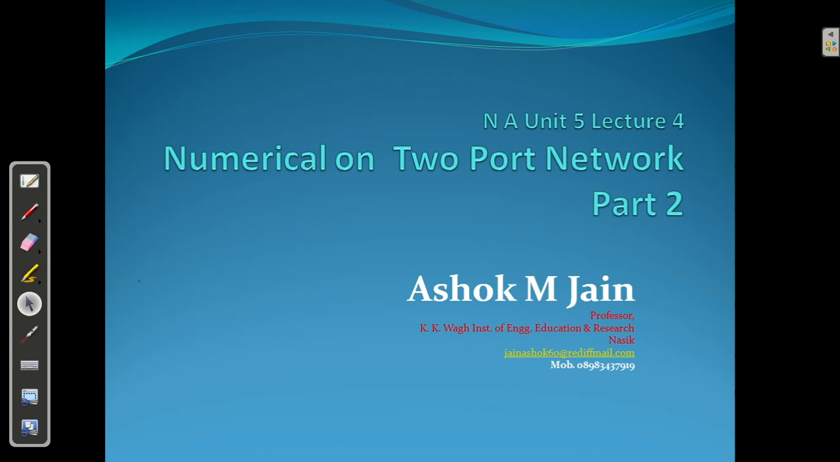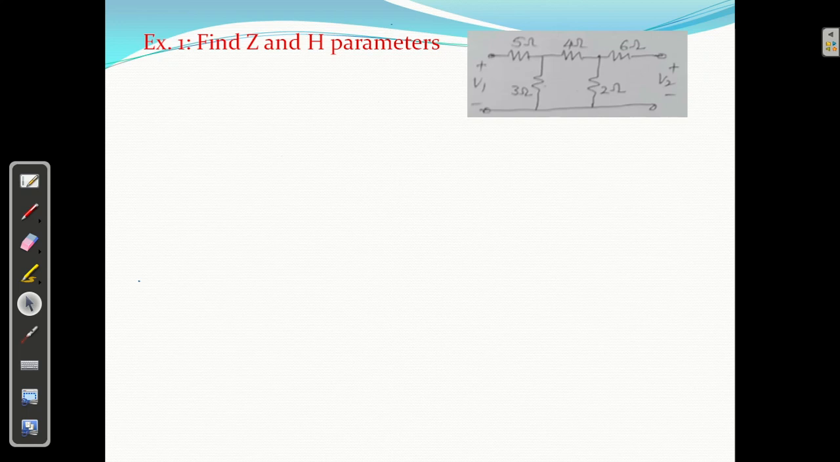Jain. In this lecture I am going to talk about some numerical based on the two-port network. This is part 2. Already I have developed part 1 also, and in future I will develop part 3 also. So in this part I am going to discuss some numerical based on the two-port network. This is problem number 1. Find Z and H parameters. Z parameter means impedance parameter and H means hybrid parameter.